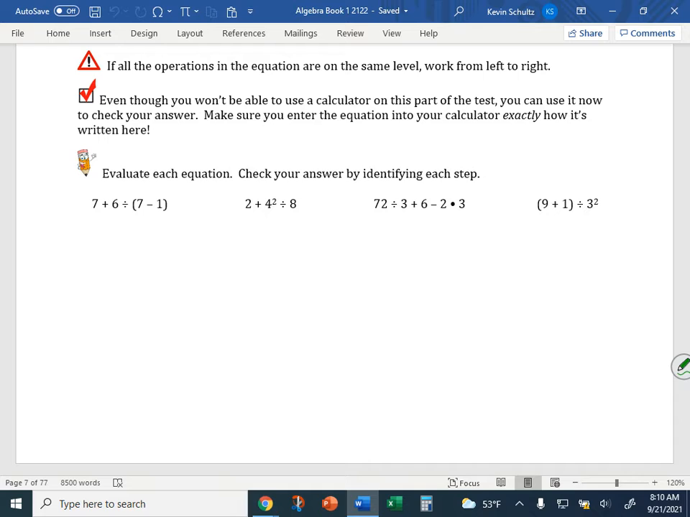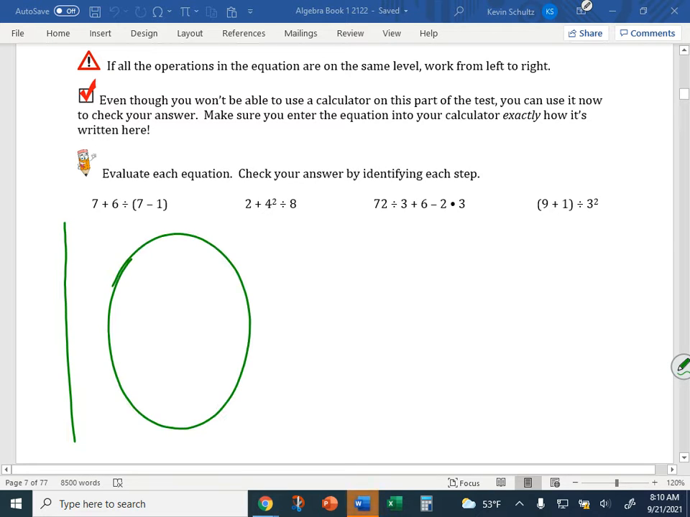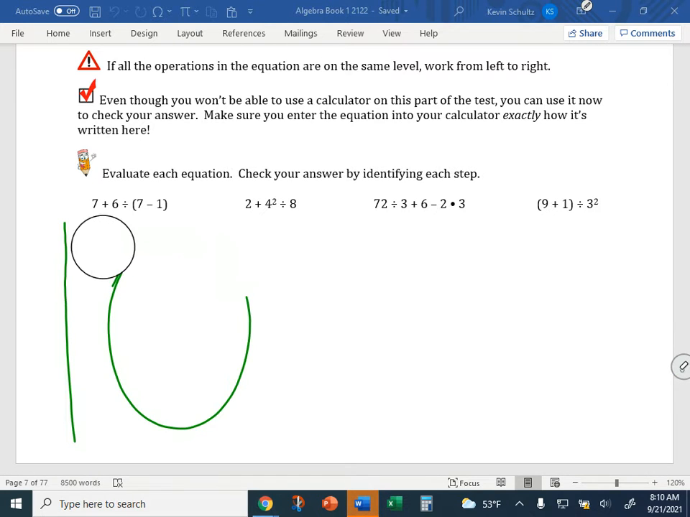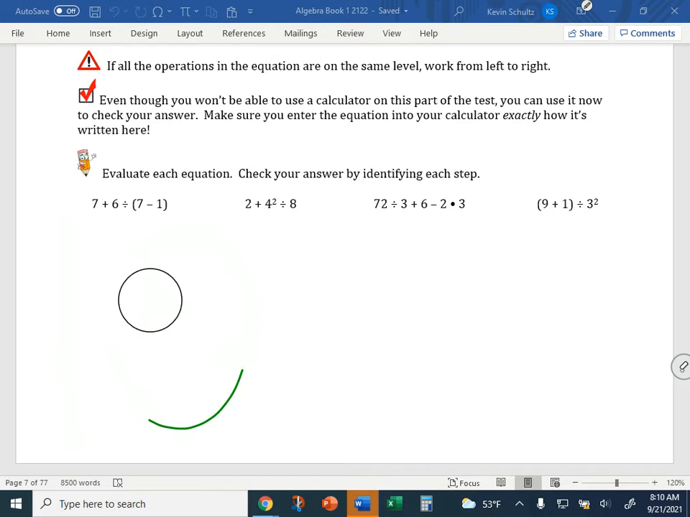It says, evaluate each equation. Check your answer by identifying each step. Do you think, oh, intelligent 7th graders, that I left you this much space so that when you get your answer, you can just write it really big? No. Why do you think I gave you this much space, Kylie? So you can show me your steps. Work is always required. Okay? Always required. So what does work for this look like?